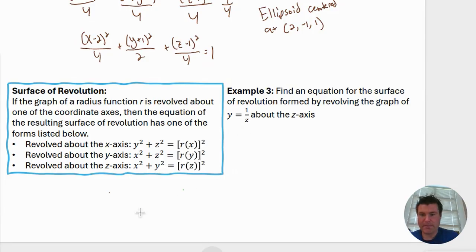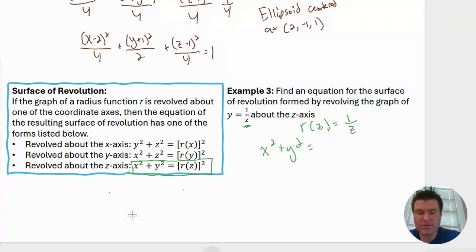Since we're going about the z-axis, we need r of z. So r of z is going to be 1 over z, because I'm looking at this right here. Now if I do this about the z-axis, I'm going to have this equation, which is x squared plus y squared equals 1 over z, all squared. And that really is it for the axis of revolution.